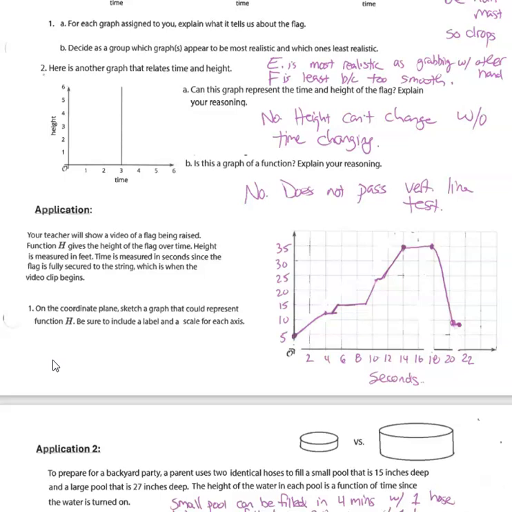B says, is this a function? And the answer is no, it is not going to be a function because it does not pass the vertical line test. One input of 3 has more than one output. So no, it does not pass the vertical line test.